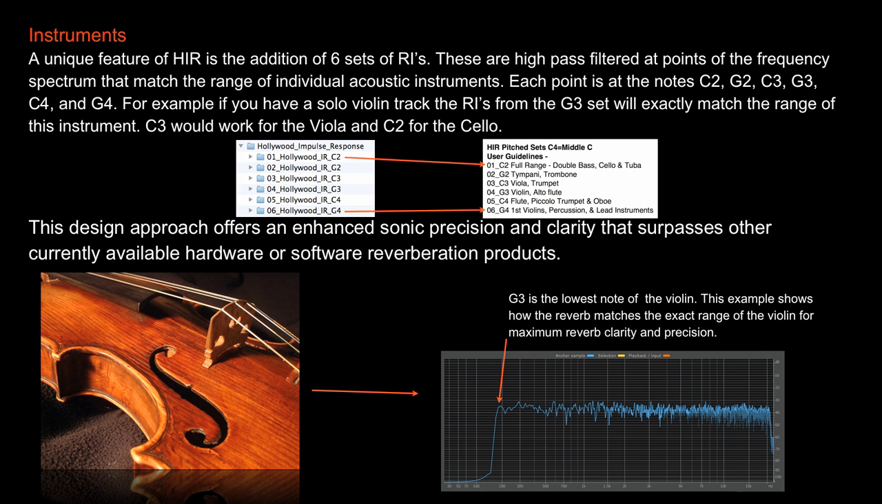For example, if you have a solo violin track, the reverb impulse from G3 set will exactly match the range of the instrument. C3 would work for the viola and C2 for the cello. This design approach offers an enhanced sonic precision and clarity that surpasses other currently available hardware or software reverberation products. G3 is the lowest note of the violin. This example shows how the reverb matches the exact range of the violin for the maximum reverb clarity and precision.